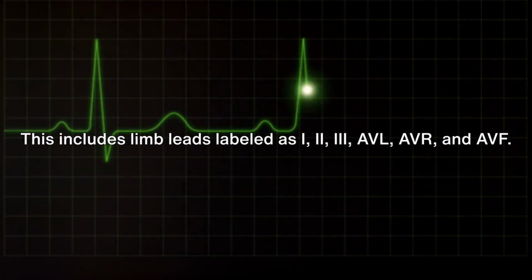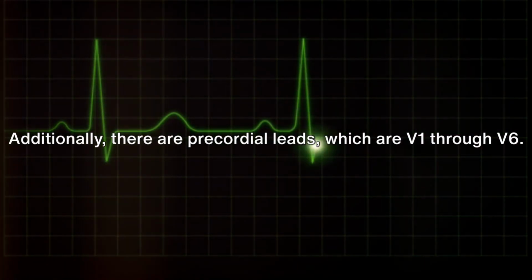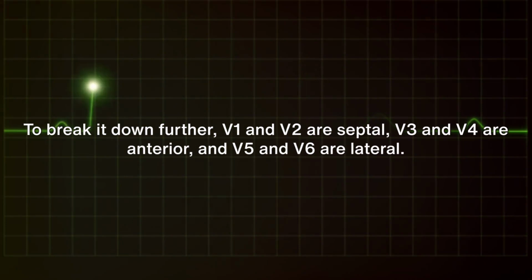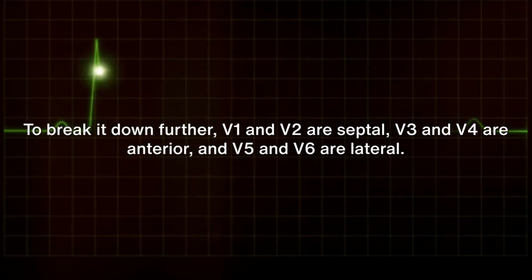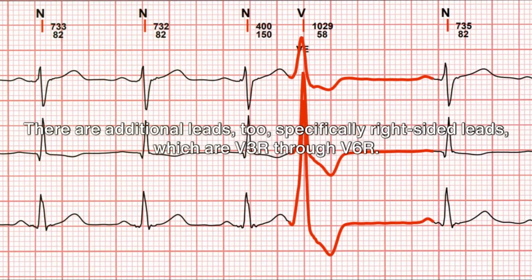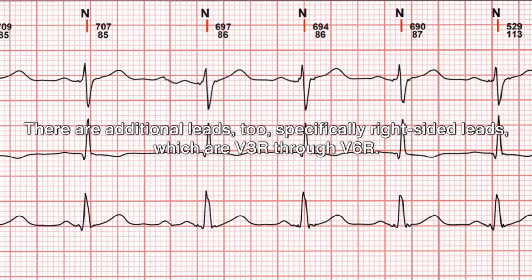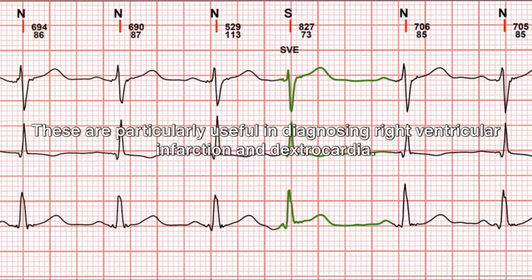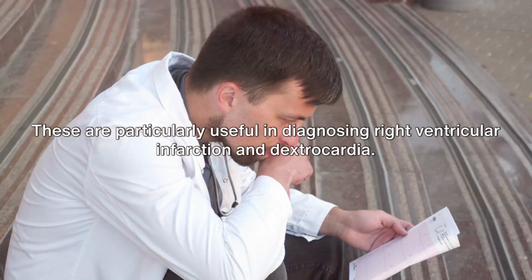This includes limb leads labeled as I, 2, 3, AVL, AVR, and AVF. Additionally, there are precordial leads, which are V1 through V6. To break it down further, V1 and V2 are septal, V3 and V4 are anterior, and V5 and V6 are lateral. But the story doesn't end here. There are additional leads too, specifically right-sided leads, which are V3R through V6R. These are particularly useful in diagnosing right ventricular infarction and dextrocardia.